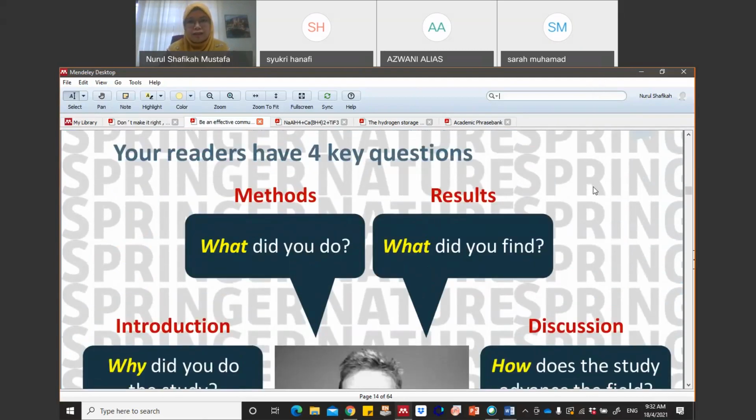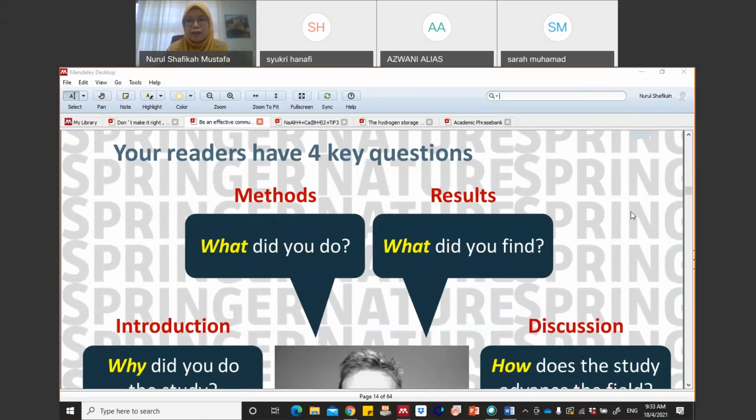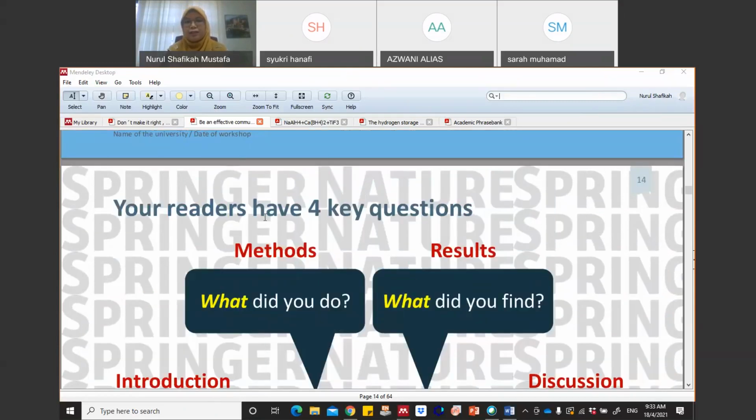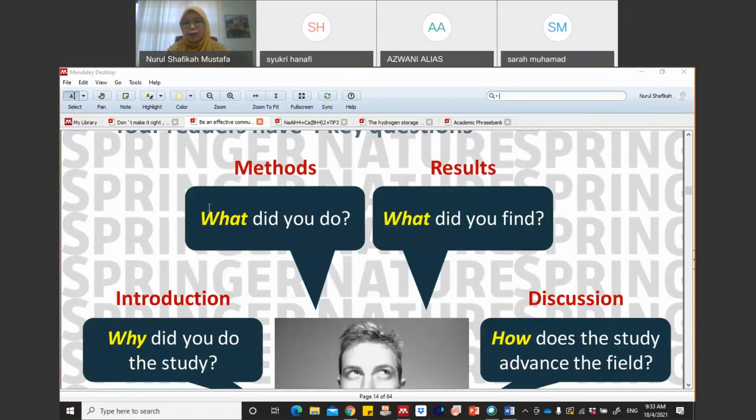In your writing, the reader has 4 questions. The first one is, in your research, what did you do? Apa yang awak buat? Result, what did you find? The 4 important things here. Introduction, why did you do the study? Methods, what did you do? Result, what did you find? And discussion, how does the study advance the field? So the reader has 4 questions that you need to answer in your manuscript.